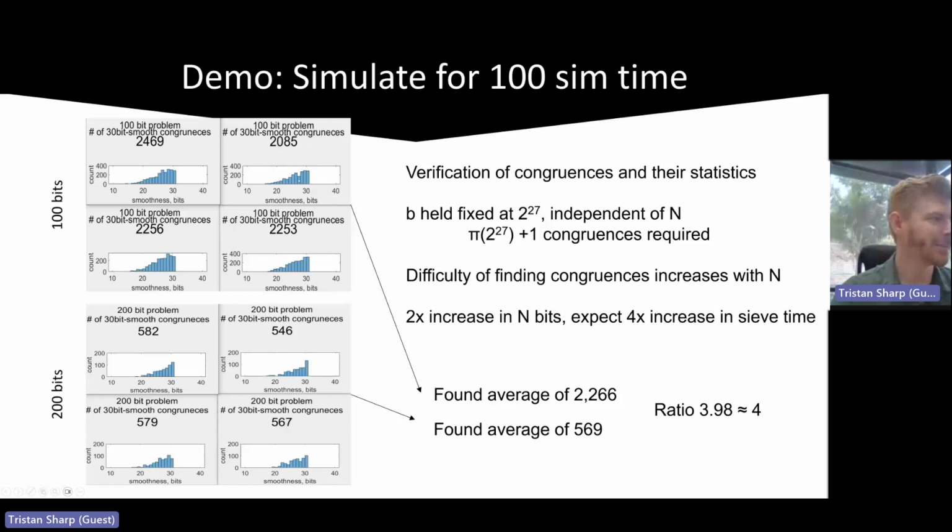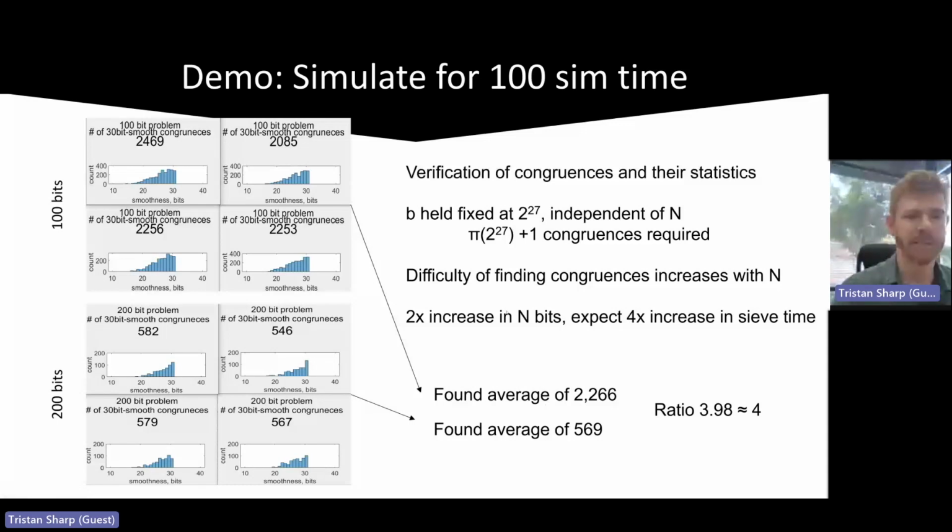If you take these, the average, for example, is 2,266. Here, the average found was 569 within the same sim time, and it turns out the same computation time. I'll show you that part in a second. The ratio turns out to be 4, which follows exactly that rate of finding congruences that I demonstrated before.